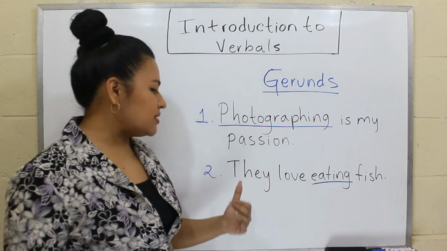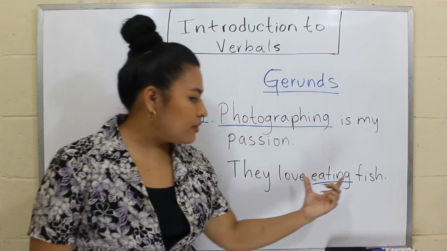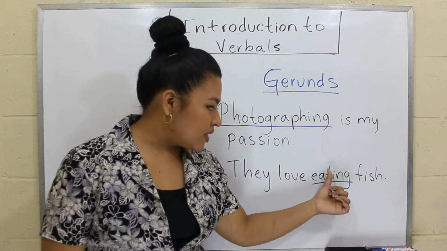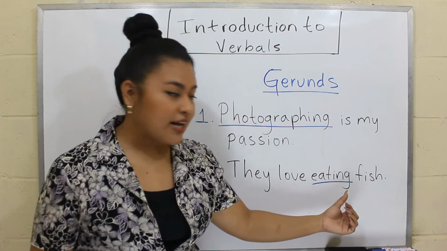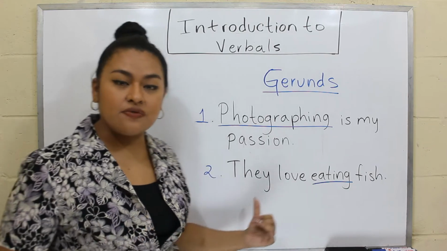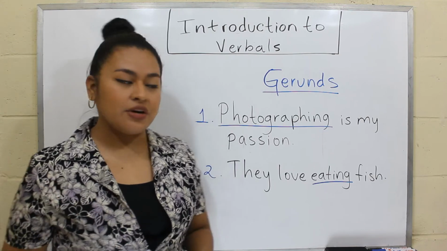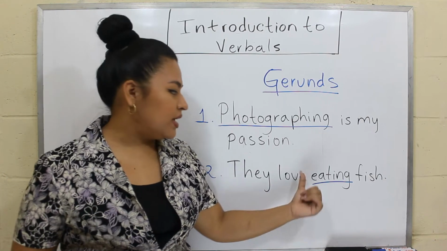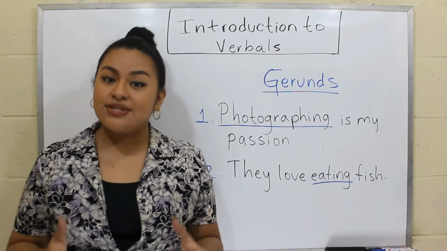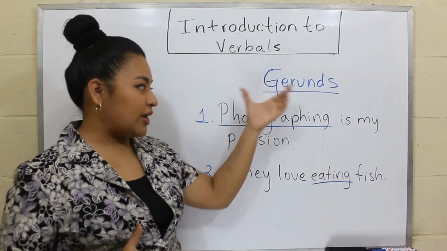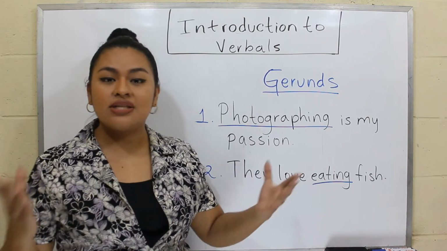Then, in the next sentence, they love eating fish. In this sentence, we have the gerund eating. You can see that it ends with ing. And in this case, this gerund or gerund phrase is acting as the direct object of this sentence. Because as we know, we ask the question what after the main verb. So, they love what? Eating fish. So, eating fish is the direct object of this sentence. And as you can see, the only function that gerunds have is to act as nouns. So, they may have any function that nouns have.